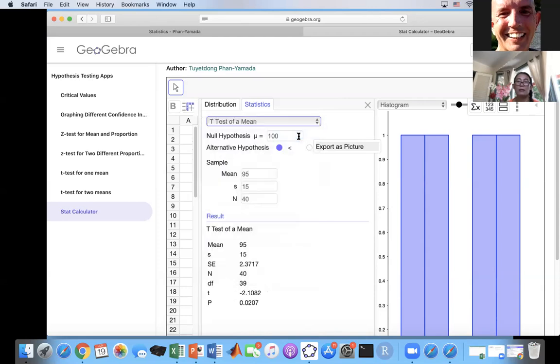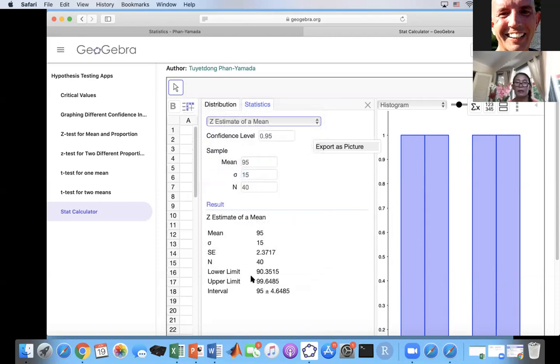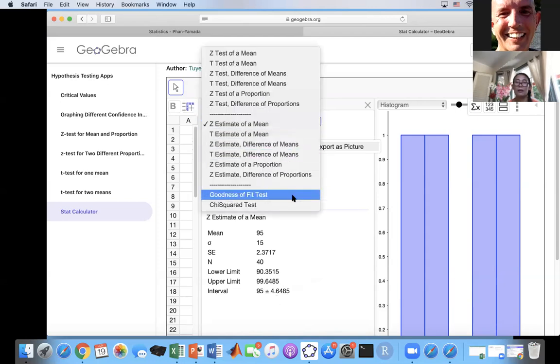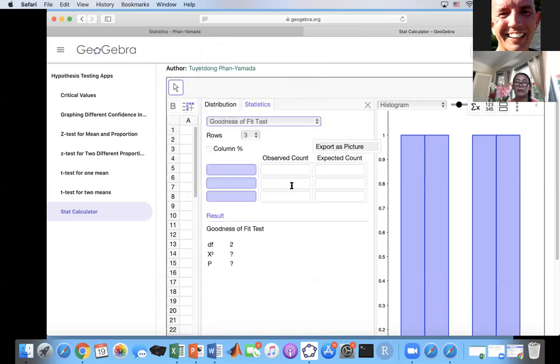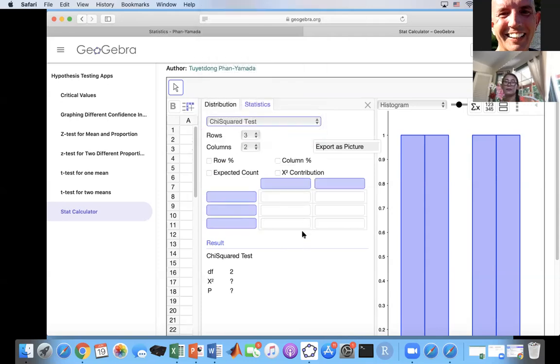For the t-test for the mean, you can use that one. They have the estimate of the mean, and the confidence interval you have in there. They give you the upper limit, lower limit, and all the things that you have in here. Or they have the goodness of fit test: you can type in the observed numbers and then the expected counts, and then you can do that part. Or you have the chi-square test in here. So you have all the numbers that you can change too.